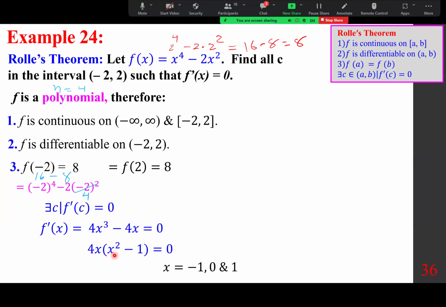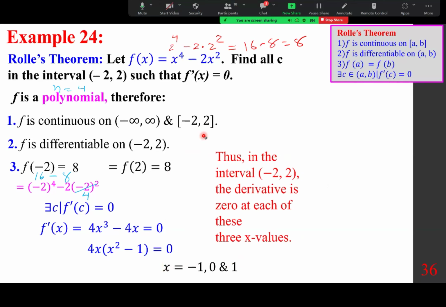all of which are in between. So there happen to be 3 points. All of these numbers are in the given interval of -2 to 2. There is at least a number c that belongs to the interval of a to b such that f prime is 0. There are 3 of them, and any of them in between is acceptable. So in the interval of -2 to 2, the derivative is 0 at each of these 3 x values.